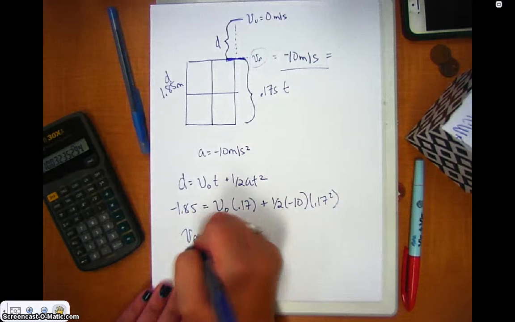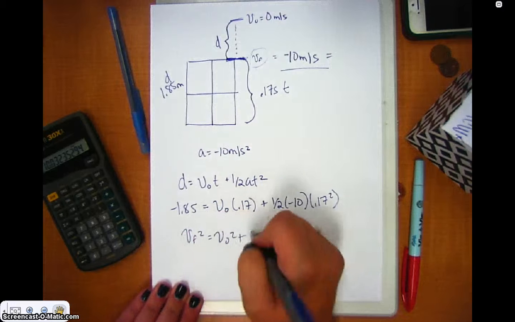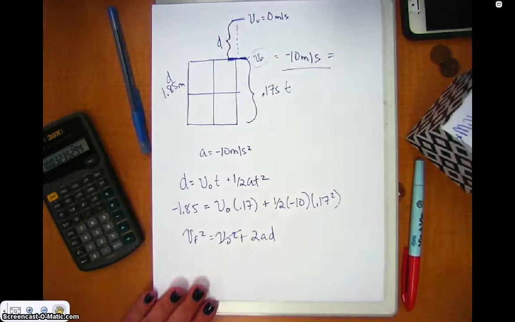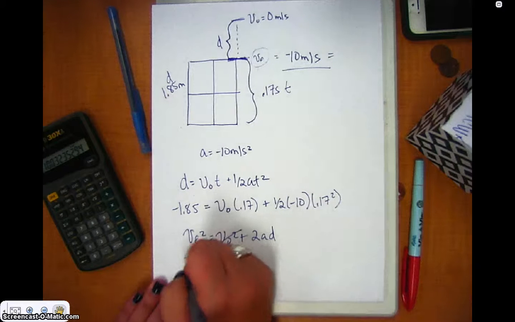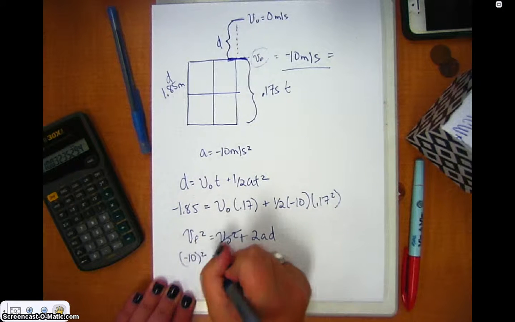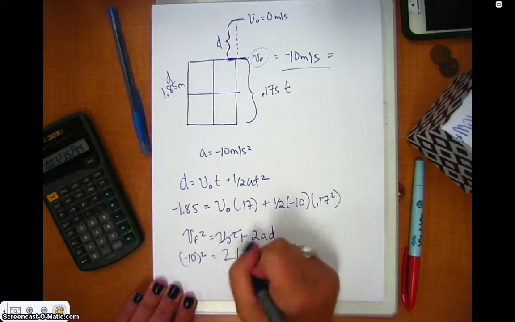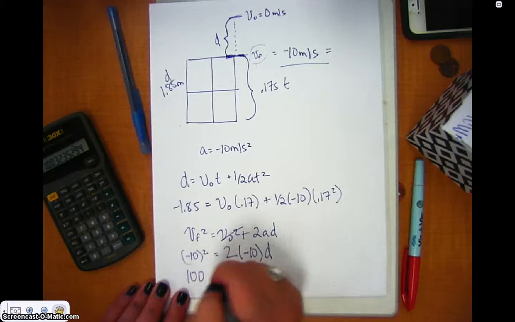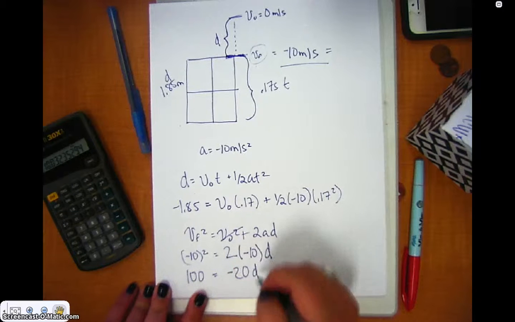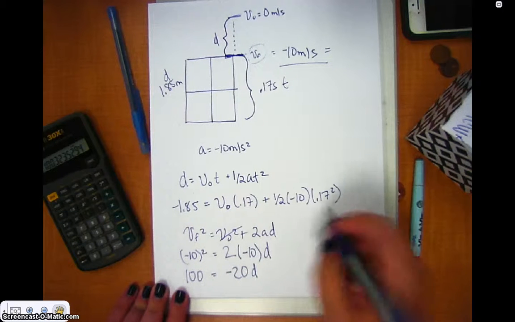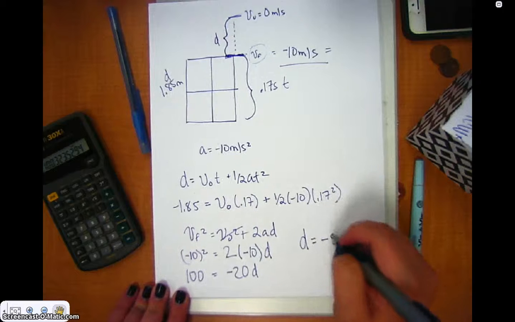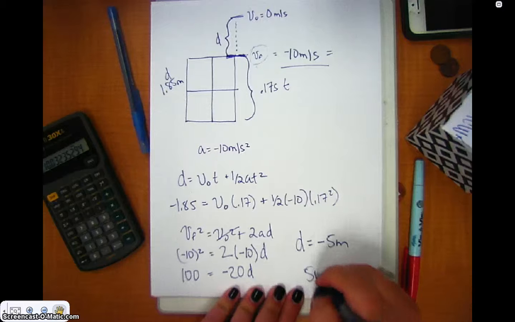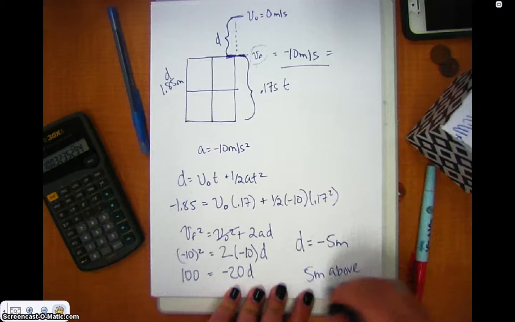And we're going to use Vf squared equals V initial squared plus 2AD. And we dropped it, so this whole term is going to cancel out. So we're going to get negative 10 squared is equal to 2 times a negative 10 times D. So I get 100 equals negative 20D. So if I divide by negative 20, I actually get the displacement is going to be negative 5 meters, meaning that the ball was actually dropped from 5 meters above the window.